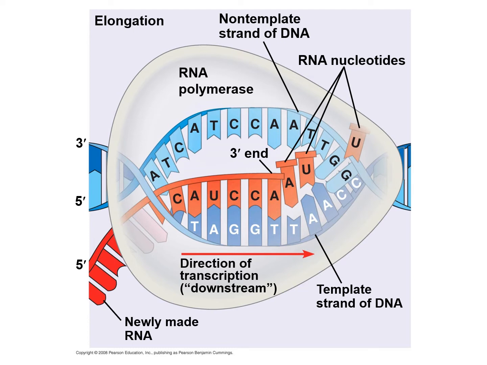So if it sees a T, it will add an A. If it sees a G, it will add a C. If it sees a C, it'll add a G. And if it sees an A, it will add a U. So we get a message that is actually the same as the non-template strand, except that the T's have been replaced by U's, and then that message can go out to the cytoplasm and bind to a ribosome.